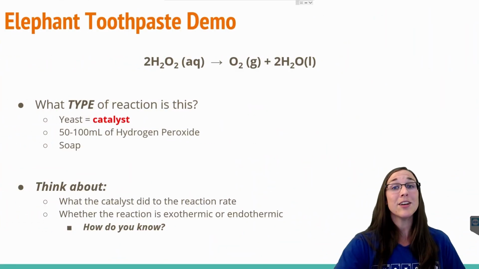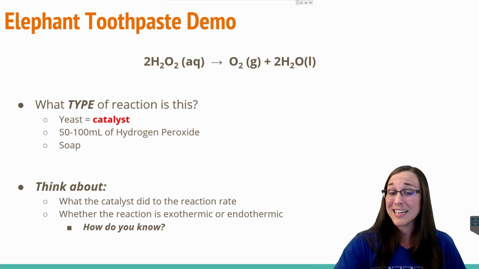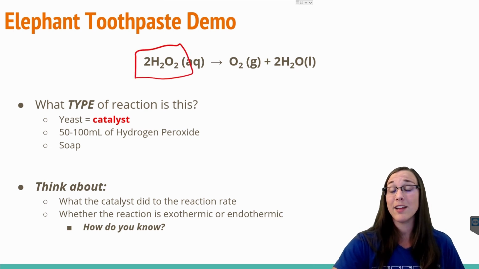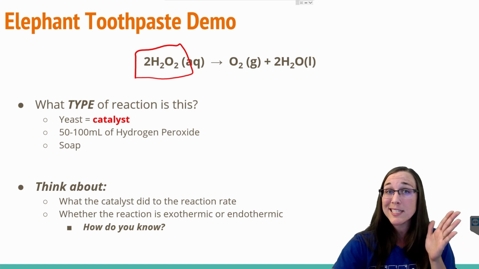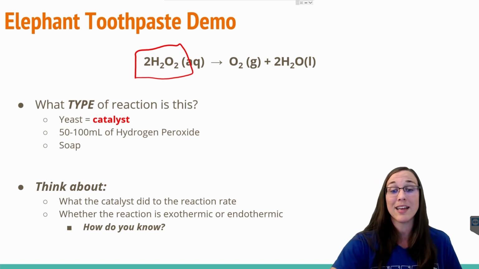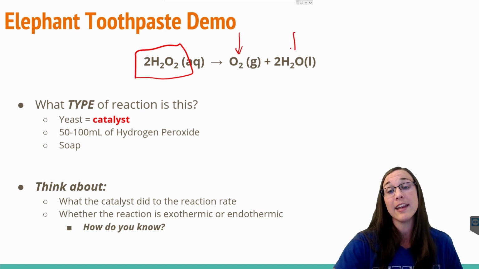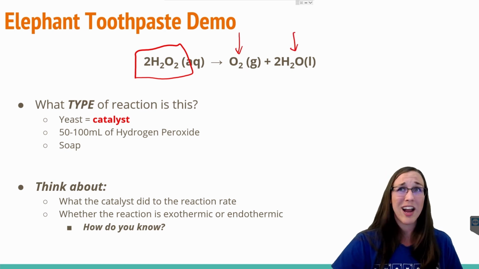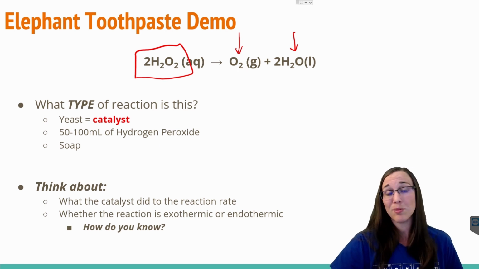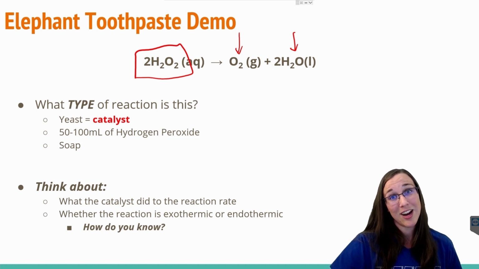So as promised, here is the demo. The demo is this. We have hydrogen peroxide, and if you leave that alone just by itself over time, hydrogen peroxide decomposes or breaks apart into oxygen gas and liquid water. So if you were to leave your hydrogen peroxide at home uncapped, eventually it would not be hydrogen peroxide anymore because it decomposes.